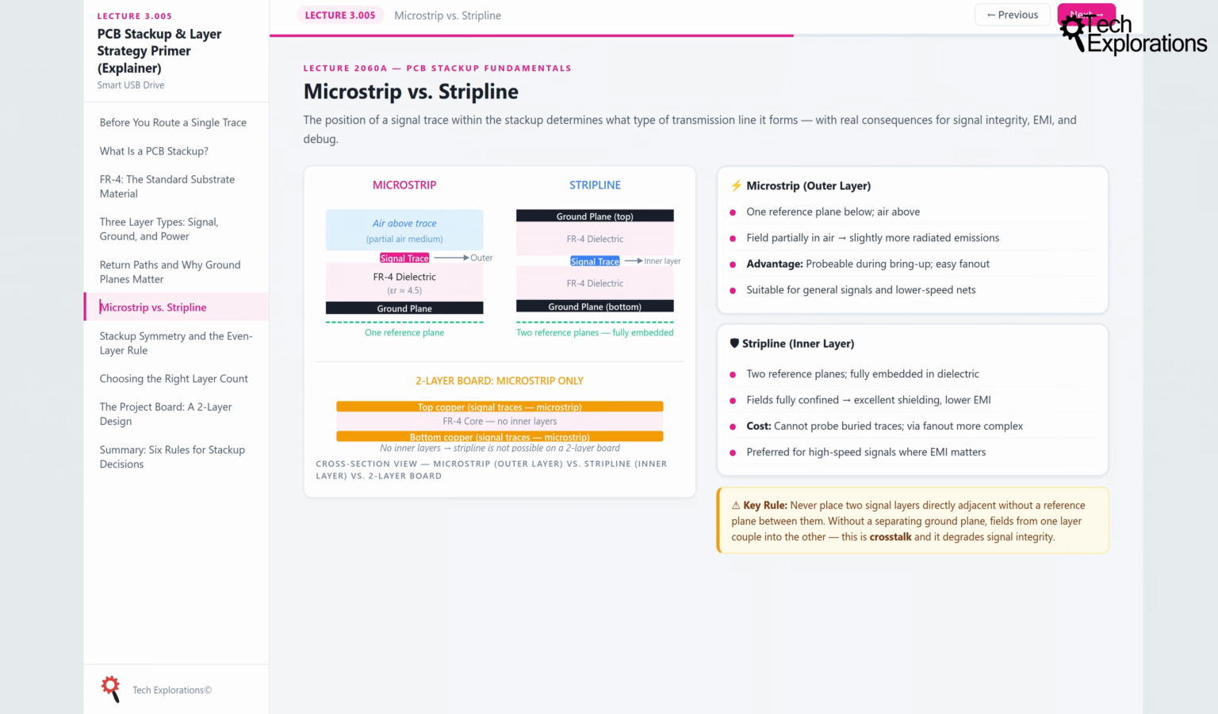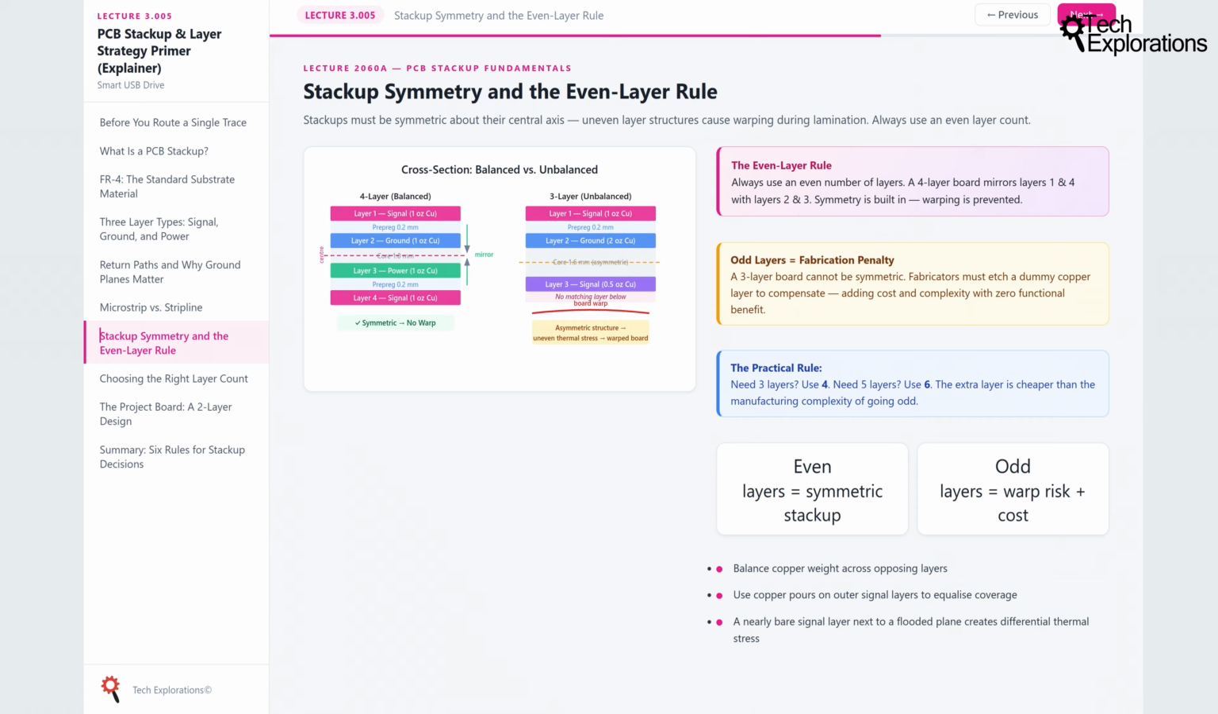PCB stackups must always use an even number of layers, and this is not just convention but a manufacturing requirement driven by physics. During lamination, the entire stackup is compressed under high temperature and pressure. If the layer structure is not symmetrical about the board's central axis, matching copper weight and dielectric thickness on both halves, the two sides expand and contract at different rates as the board heats and cools. The result is a warped board, and in severe cases, the board curves like a potato chip after coming out of the oven. That board will not sit flat on a pick-and-place machine and components will be misaligned during assembly.